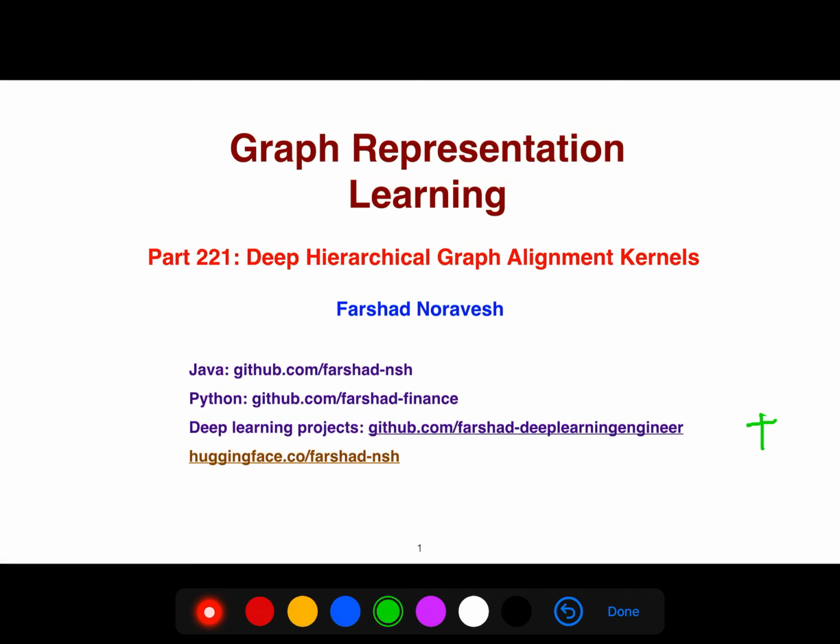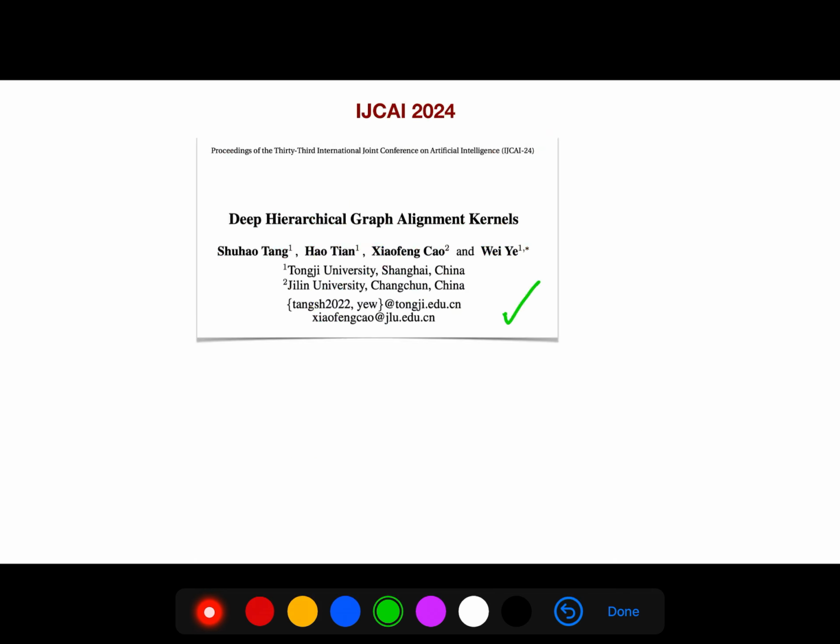Alright, so today I'm going to be explaining this important paper with the title Deep Hierarchical Graph Alignment Kernels. This paper is from 2024.